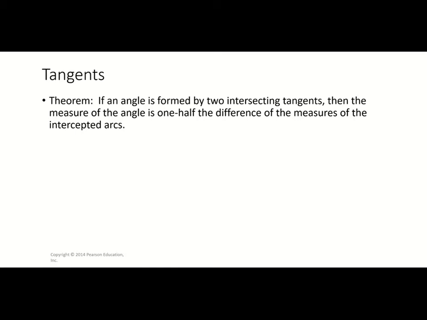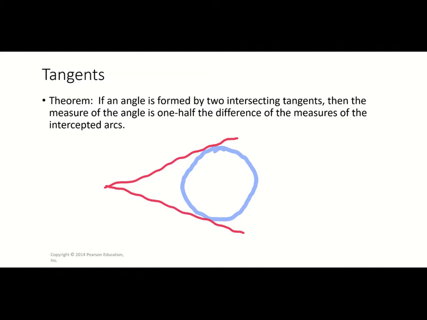All right, so here our next theorem is if an angle is formed by two intersecting tangents, then the measure of the angle is 1/2 the difference of the measures of the intercepted arcs. So what we are going to do is I'm going to draw, so if we had a circle, here's our circle, and again, I apologize, my stylus does not draw very well. And then we had two lines that were tangent to the circle. So here's one point of tangency, and here's another. We'll call that A. We'll put another point B here, and we'll call that C.